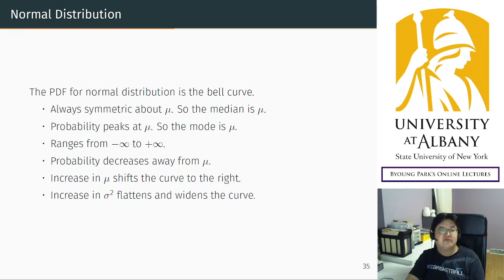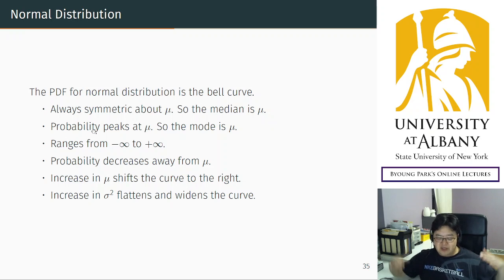From the bell curve, what you learn is, first, it's always symmetric about the mean. So the probability below the mean is exactly 50%. The probability above the mean is also always 50%. So the mean is the 50th percentile, which is the median. So the median is the same as the mean.